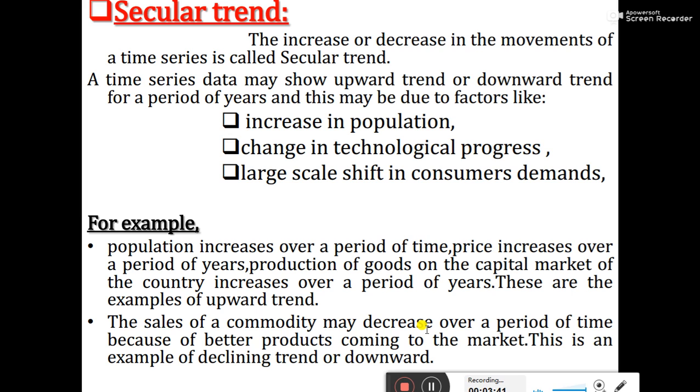Population increases over a period of time, price increases over a period of years, production of goods in the capital market of the country increases over a period of years. These are examples of upward trend. There might also be trends which cause a downward trend, like the sales of a commodity may decrease over a period of time because of better products coming to the market. This is an example of declining trend or downward trend.